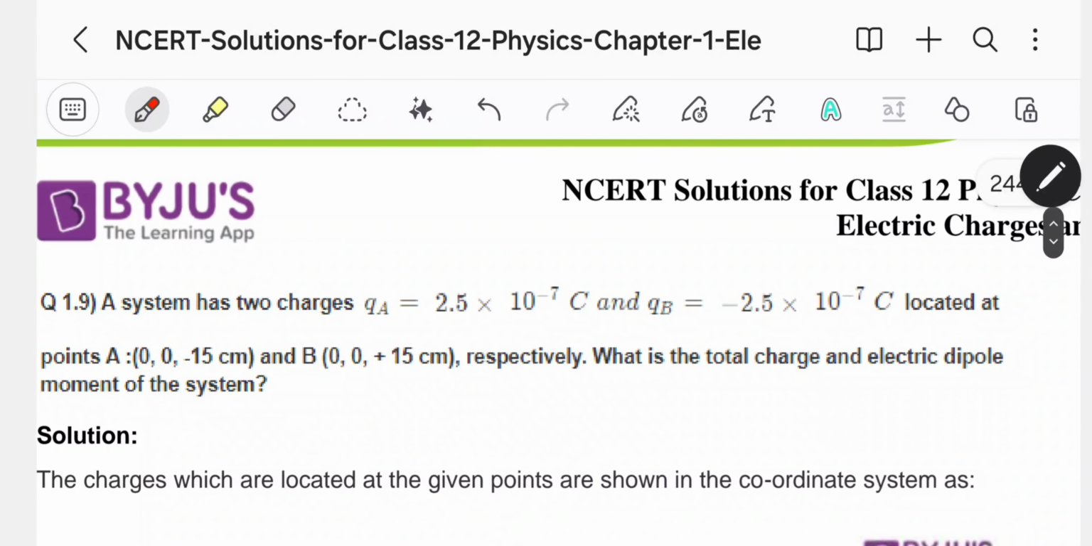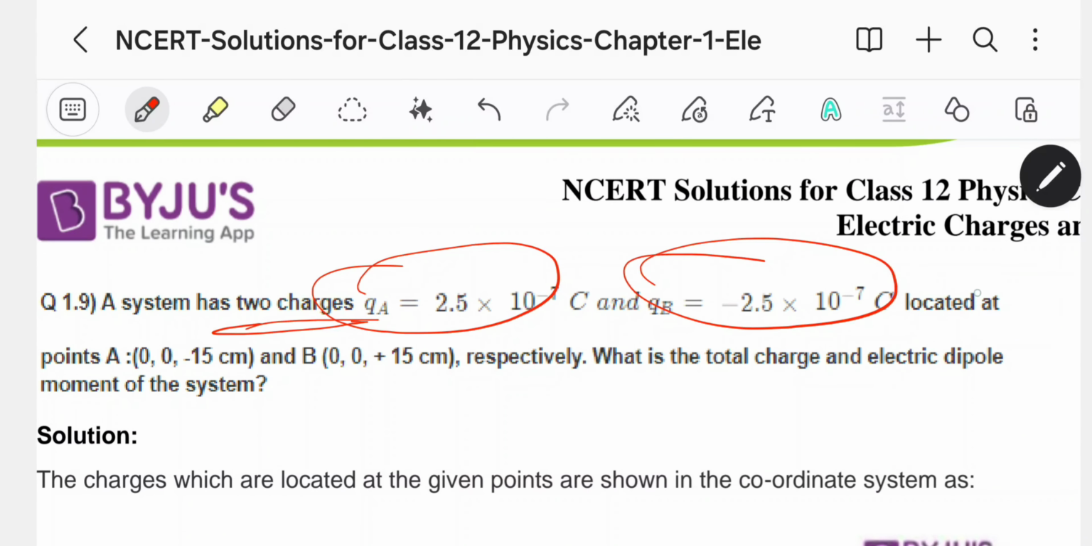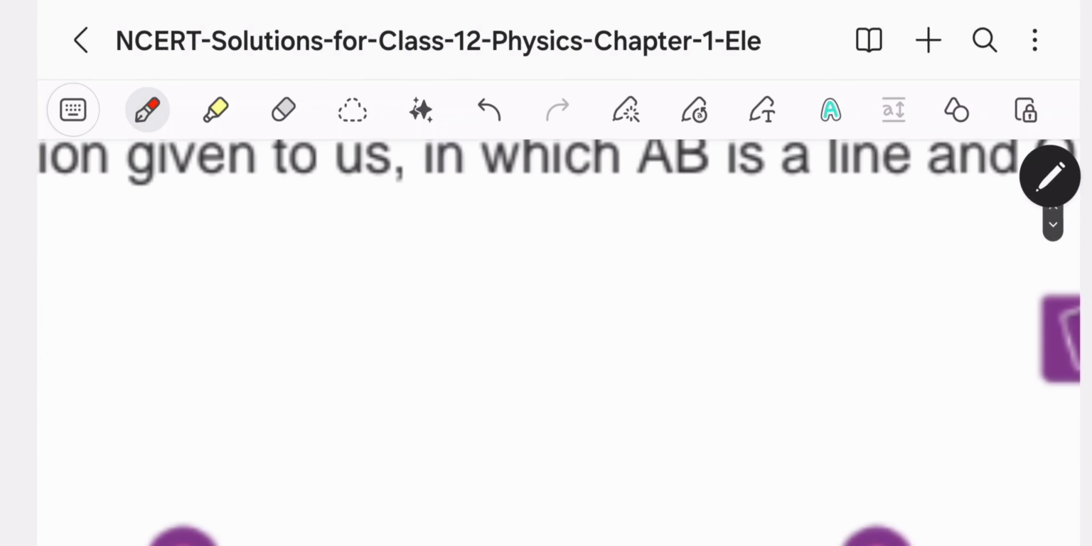Next question is, a system has two charges QA and QB located at points A, B respectively. What is the total charge and electric dipole moment of the system? So we have to find electric dipole, okay? Electric dipole P is equal to, which I will use a formula later. Two charges are given, point A, point B. Right now we need to find where it is located in the coordinate system.